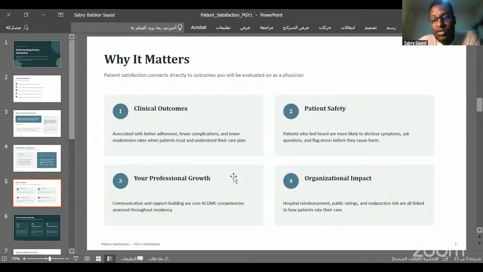Patient safety is very important as well. Patients who feel heard are more likely to disclose symptoms, ask questions, and flag errors.